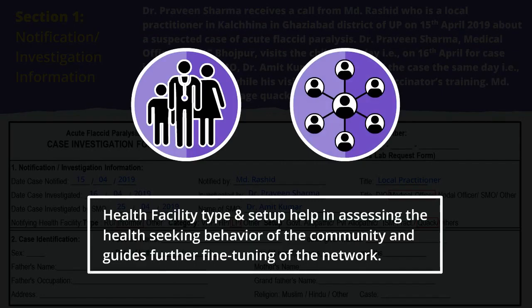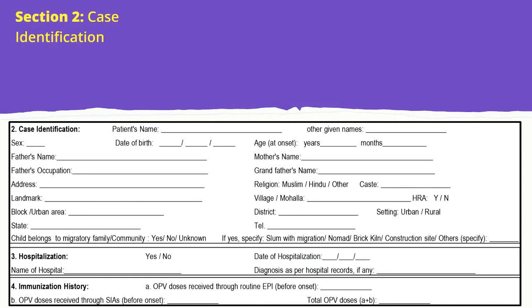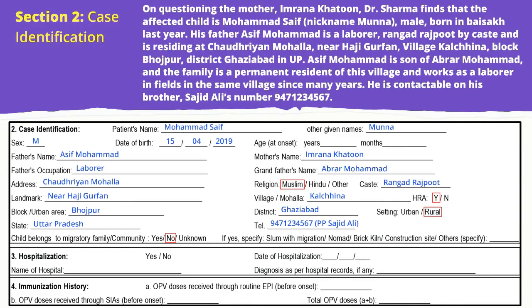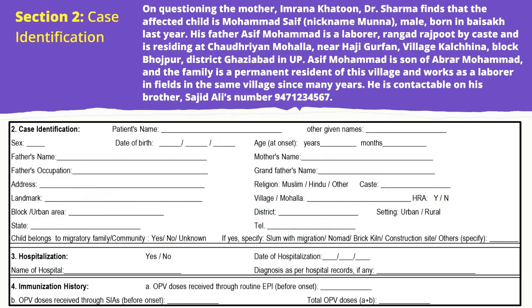Health facility type, category, and set up help in assessing the health-seeking behavior of the community and guides further fine-tuning of the network. Case identification details are important to trace the case for epidemiological investigation and follow-up when required. Under identification details, ensure that date of birth, address, and mobile number is correct and complete.